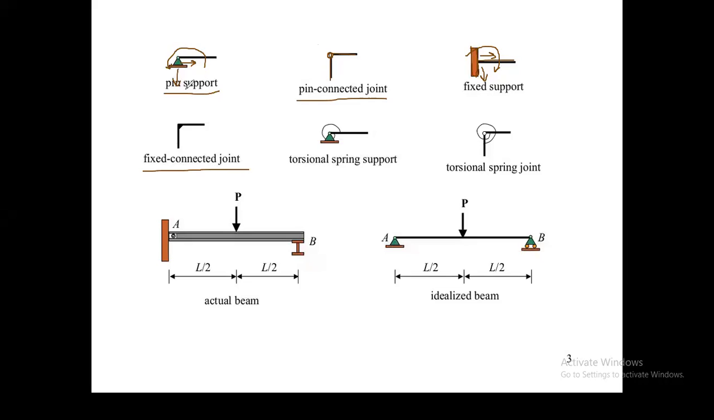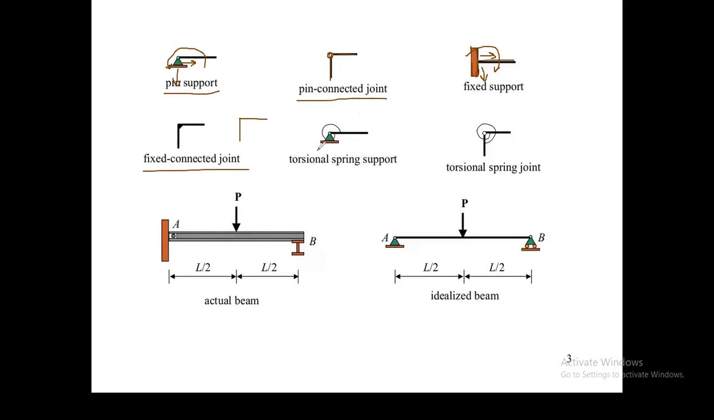One is a pin support, where a pin connected joint is there. So it is a fixed support, so a fixed connected joint is there, right? A joint is provided between them, say this is one member and this is a second member. That means it is a fixed support, right? So it is properly fixed. It is restricted in all the directions.